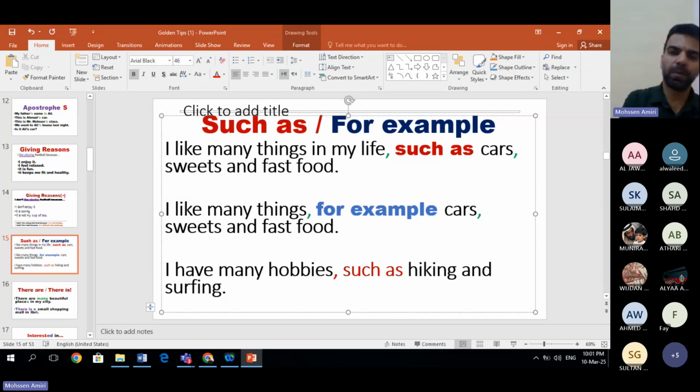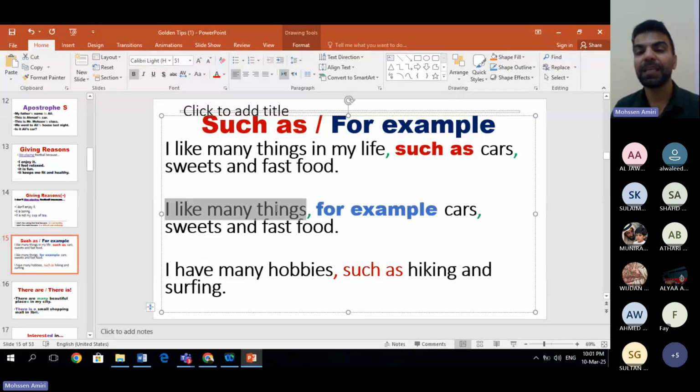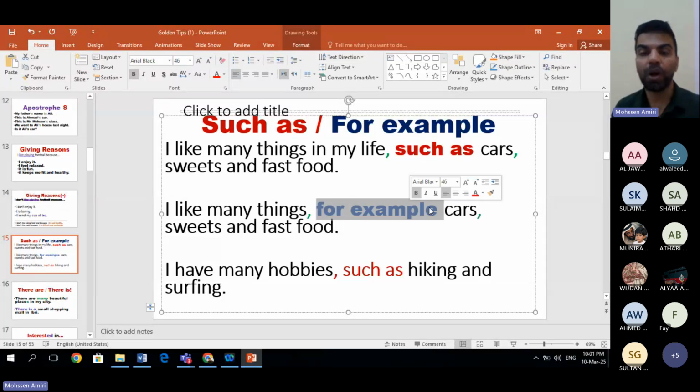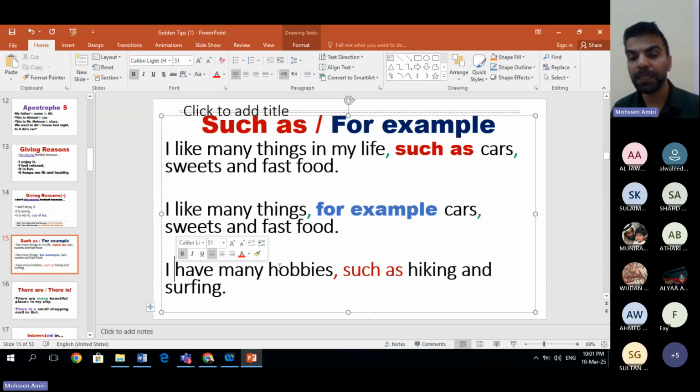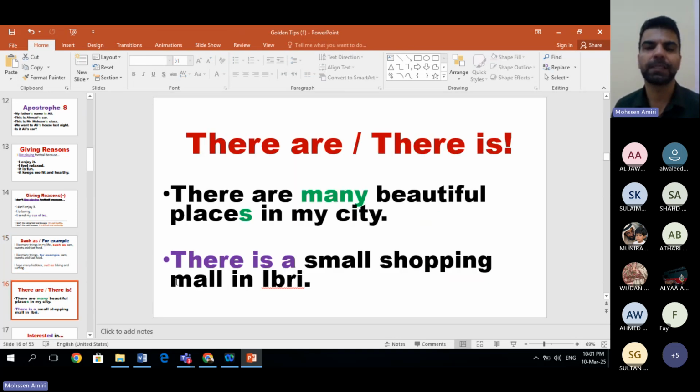So you should know how to use such as. I like so many things in my life, such as cars, sweets, and fast food. Or you can say that I like many things, for example, cars, sweets, and fast food. Or you can say I have many hobbies, such as hiking and surfing. So you should know how to write such as and for example in your sentences.